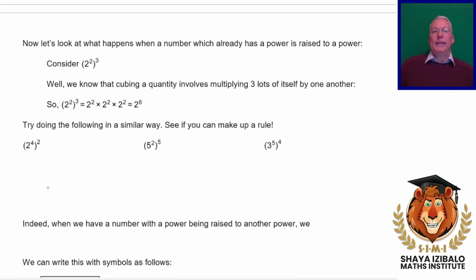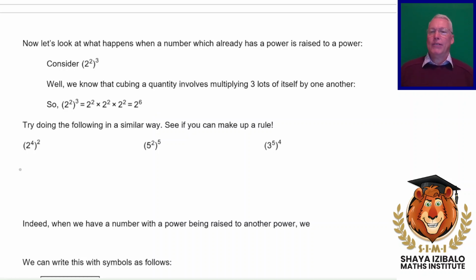Right, now what we're going to look at is what happens when we have a number that's already got a power, and we raise it to another power. So let's expand this. 2 squared cubed. What we're going to get is 2 squared times 2 squared times 2 squared. Now, using our rule where we add the exponents when the base is the same, we get 2 to the 6.